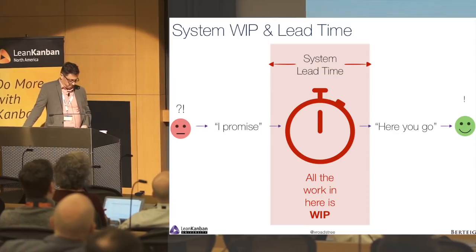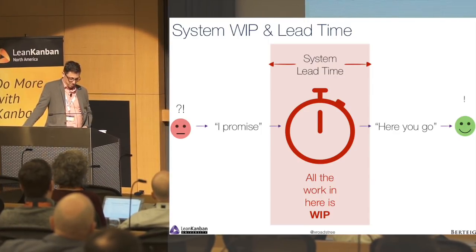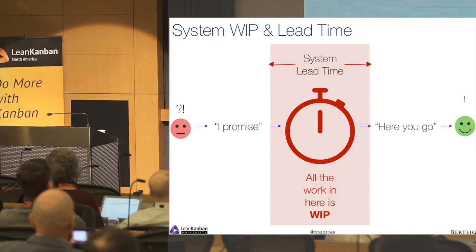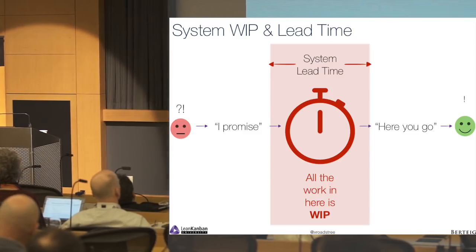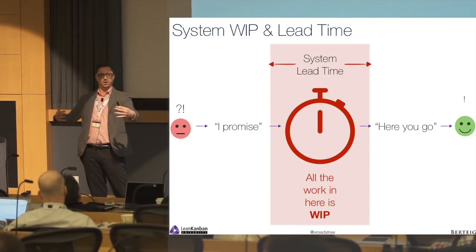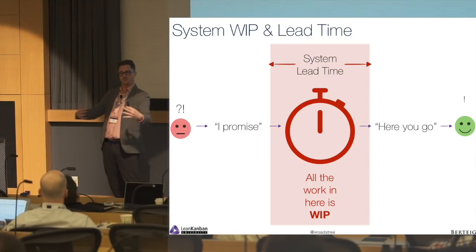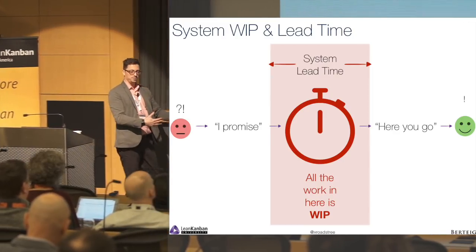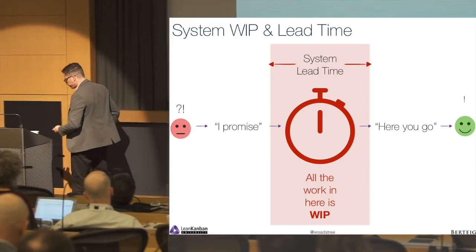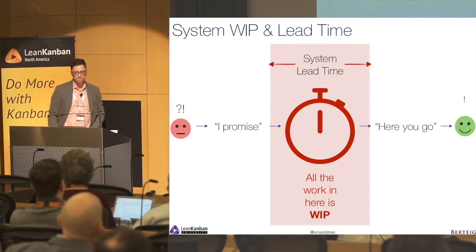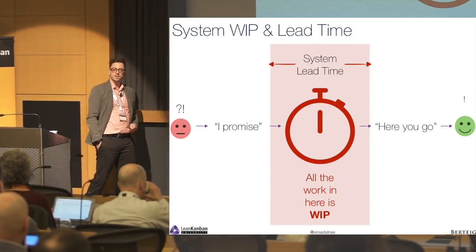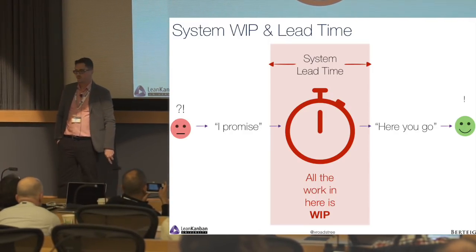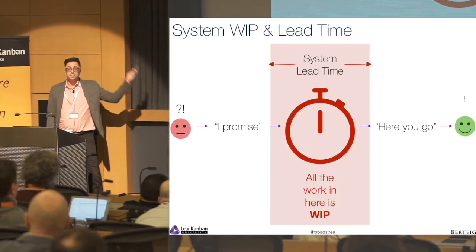So how do I frame up system WIP and lead time? Okay, so there's something that happens between the time when you say to your customer, I promise that I'm going to do this for you, I promise that I will start this, we're going to start, I promise, and you're going to get it. And then, some time goes by, and then you say, here you go, customer, here's the stuff. Well, that's time, and that's your system lead time. And everything that's in there is WIP. So what is all of that?